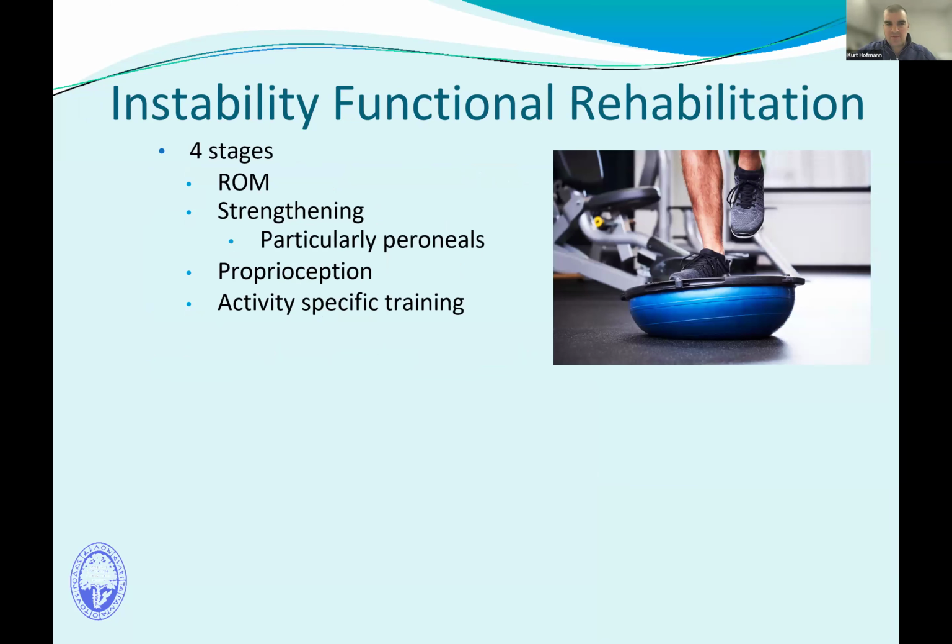In general, we're looking at sort of 4 stages. So range of motion, number 1, strengthening, plus or minus peroneal tendon work, number 2, proprioception, being balance and stability exercises. And then again, activity-specific training, which can obviously run the gamut between sports and work and other recreational activities. So there's a lot of deviation once you get into the activity-specific training.